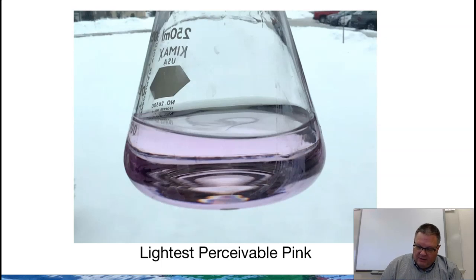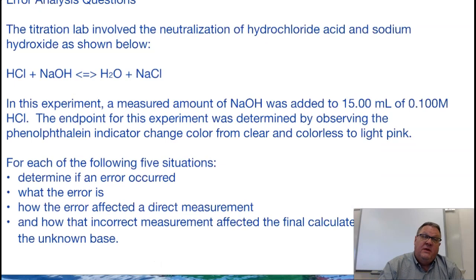All right, so the other thing I want to talk about is error analysis. This experiment is a neutralization. Acid plus base yields water and a salt. We're trying to figure out the molarity of the base solution. We start with 15 mL of 0.100 molar HCl, and we hit the end point, lightest perceivable pink.